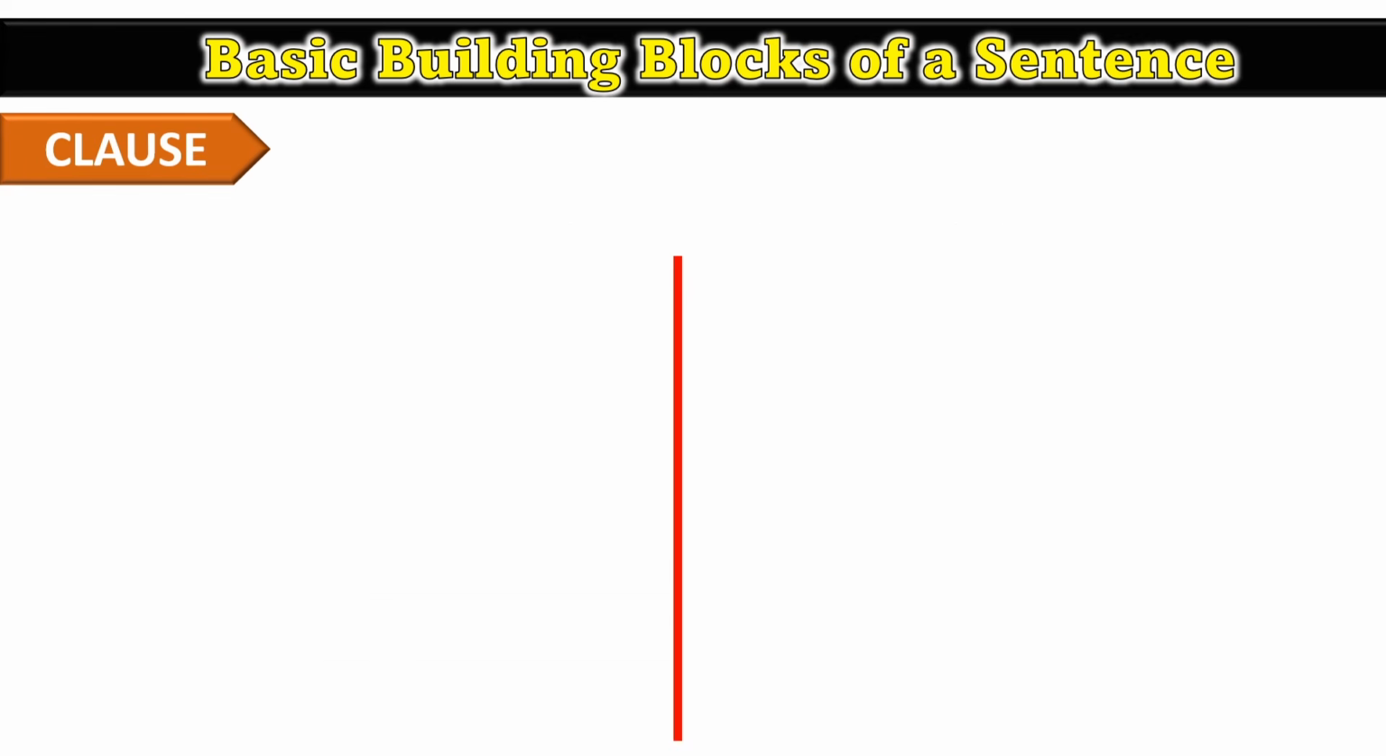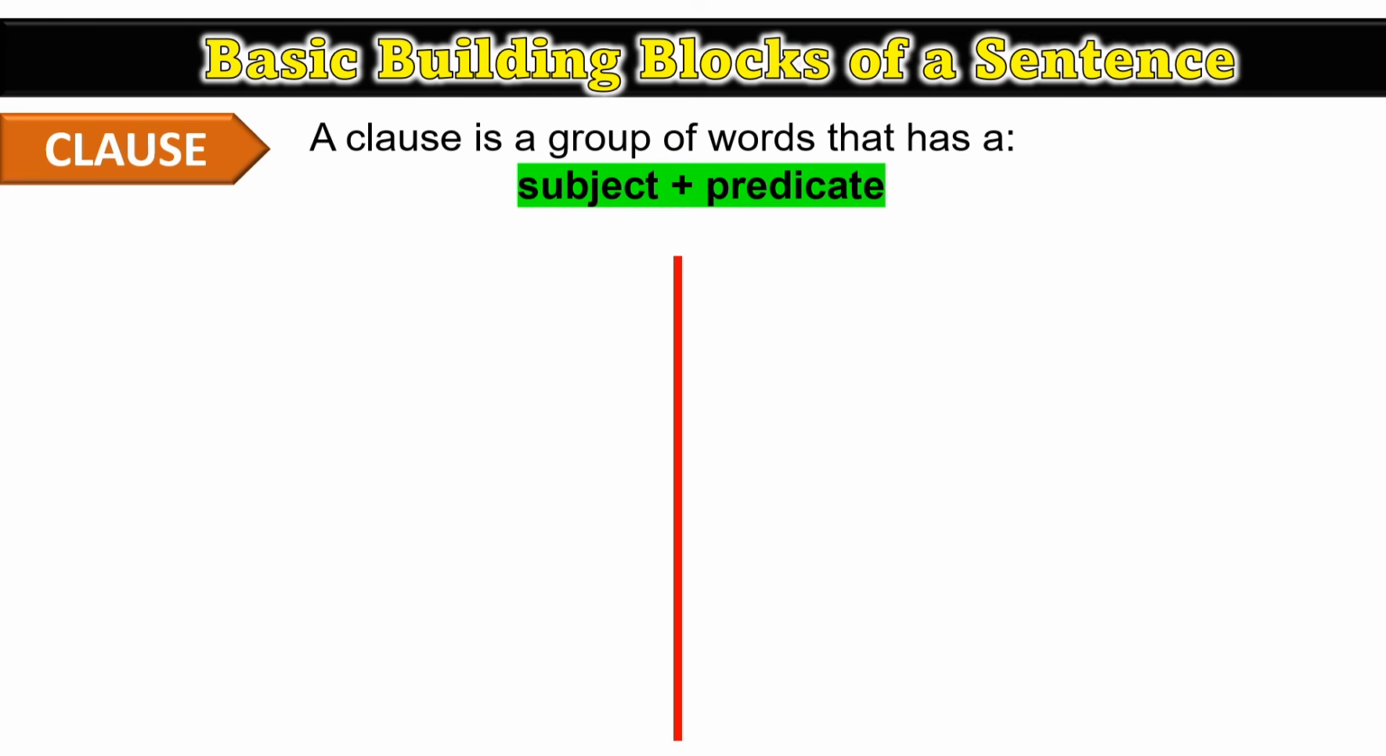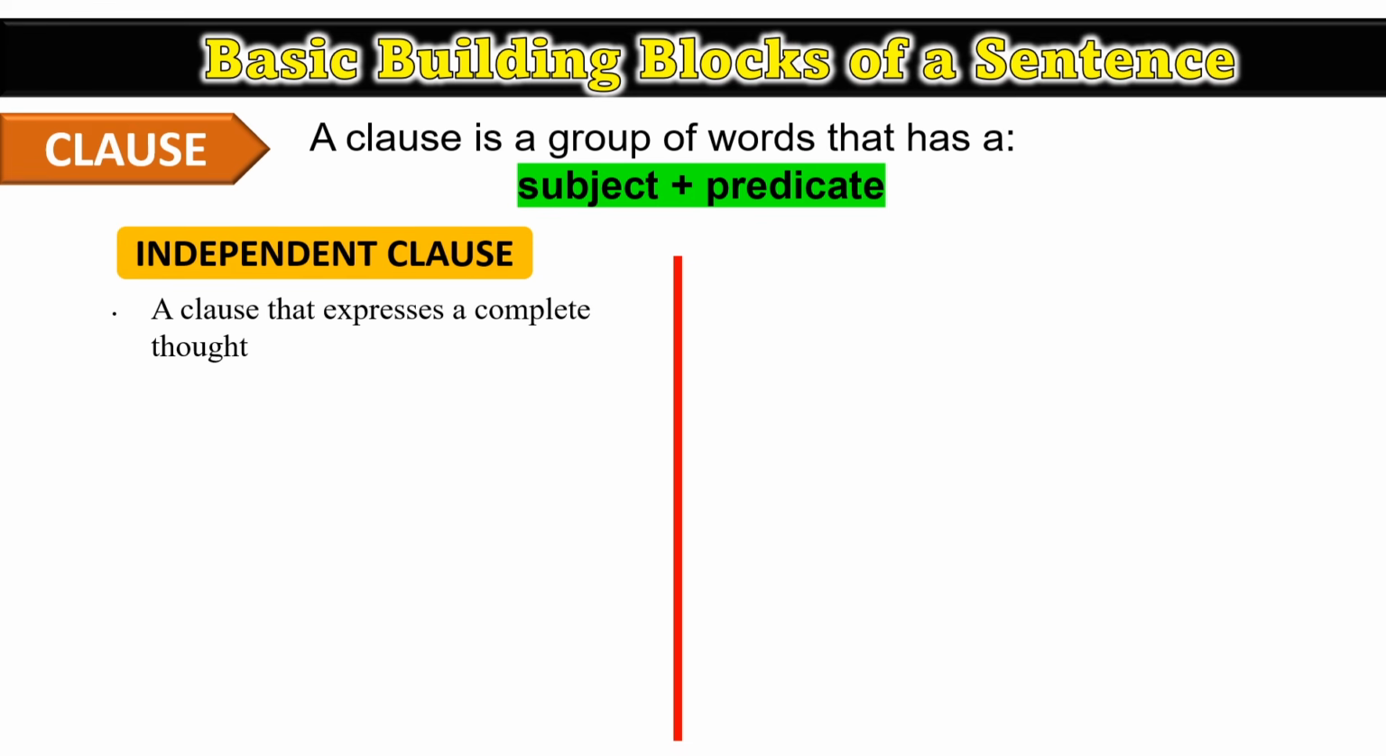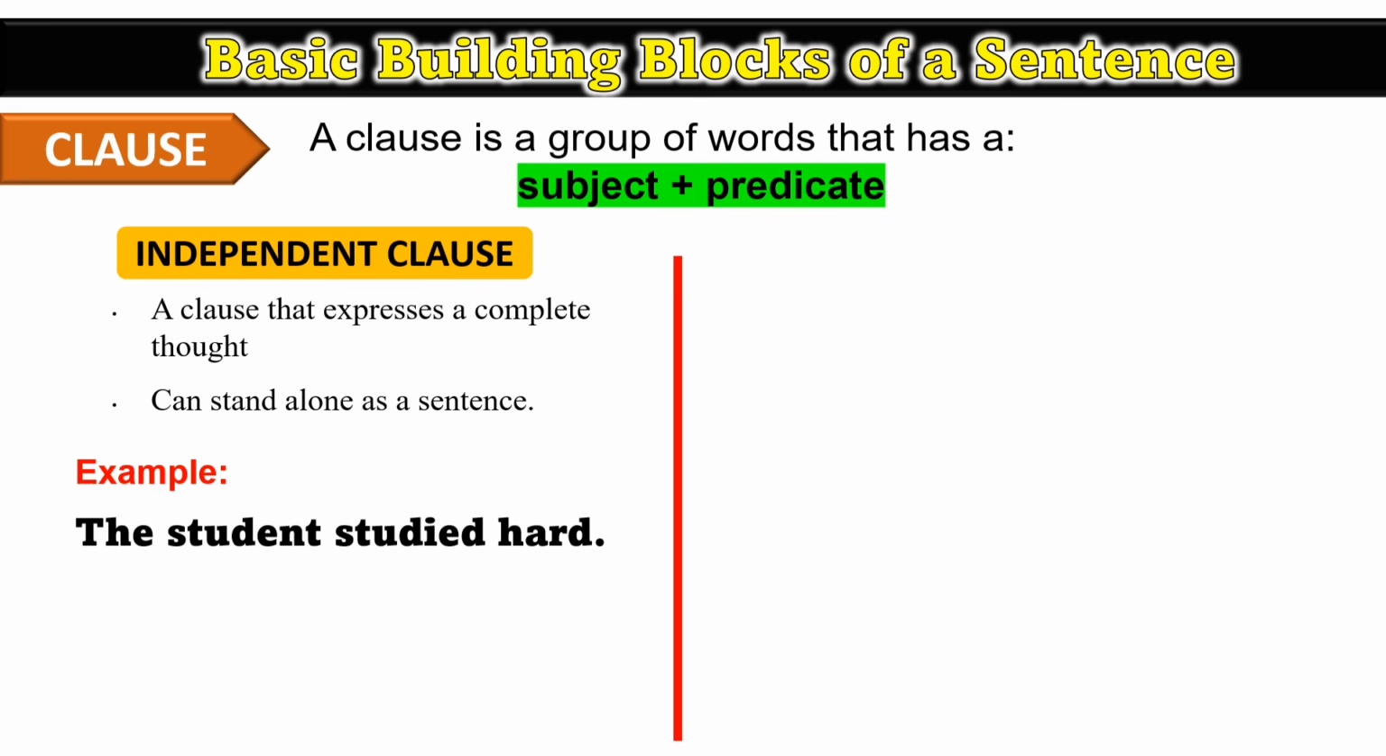Now, what is clause? A clause is a group of words that has a subject and predicate. We have 2 classifications of clauses. The first one is independent clause. It is a clause that expresses a complete thought and can stand alone as a sentence. In our example, the student studied hard. This is an independent clause, wherein the student is the subject and studied hard is the predicate.